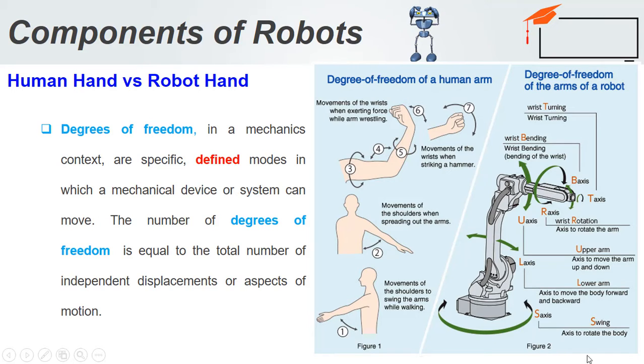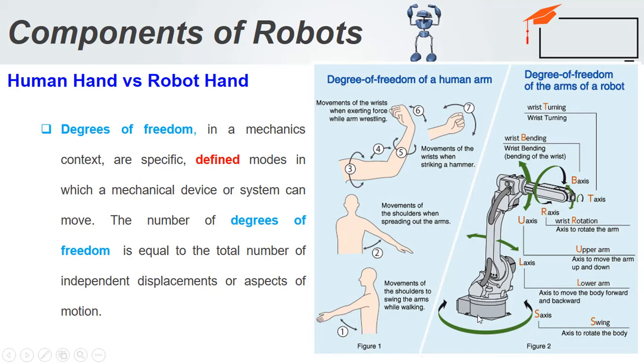But here you see in the industrial robotic arm, that is the articulated arm, each joint produces only one motion. This is joint 1, this is joint 2, this is joint 3, this is joint 4, this is joint 5, and this is joint 6. Joint 1, joint 2, joint 3, joint 4, joint 5, and joint 6.